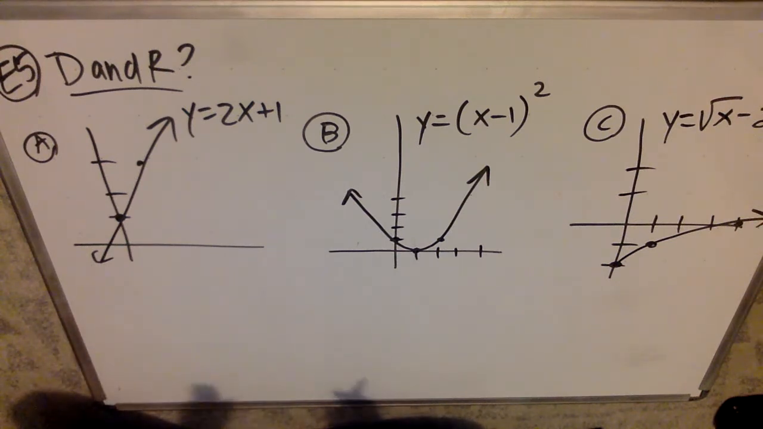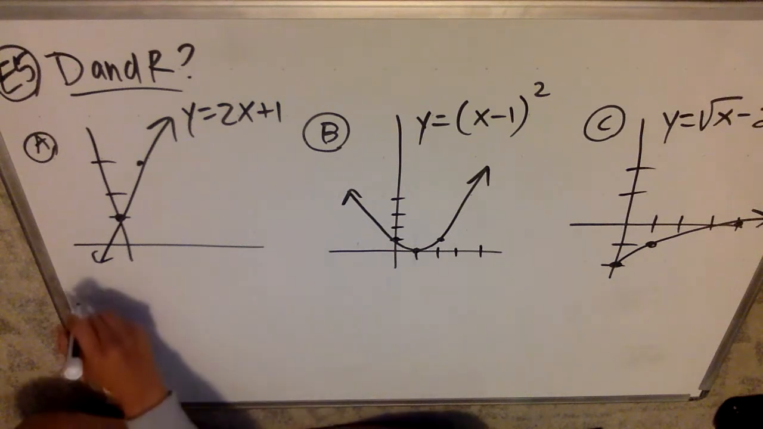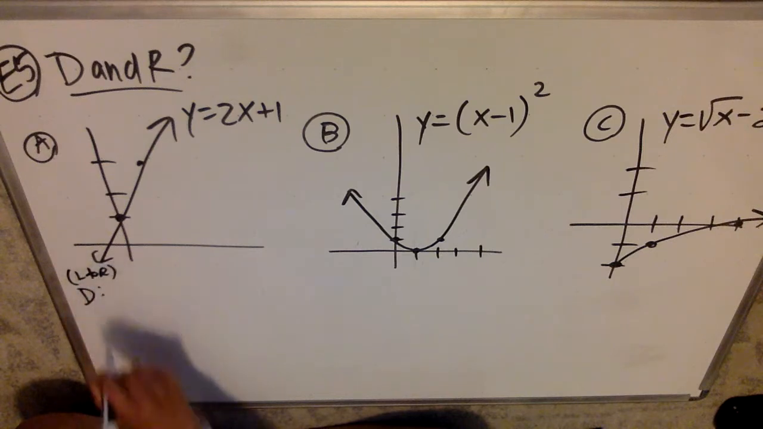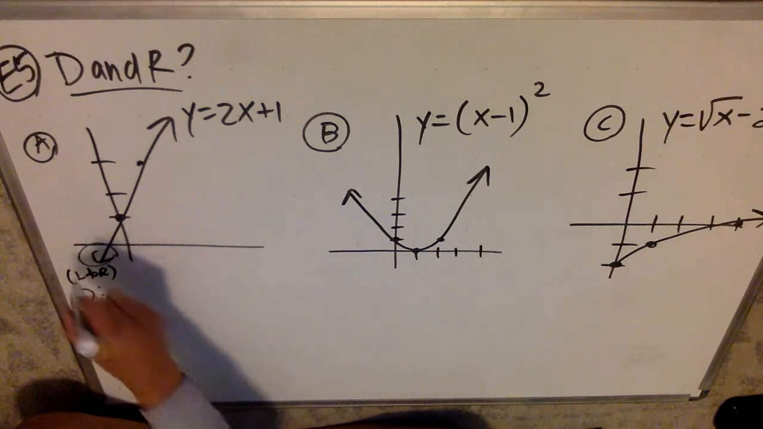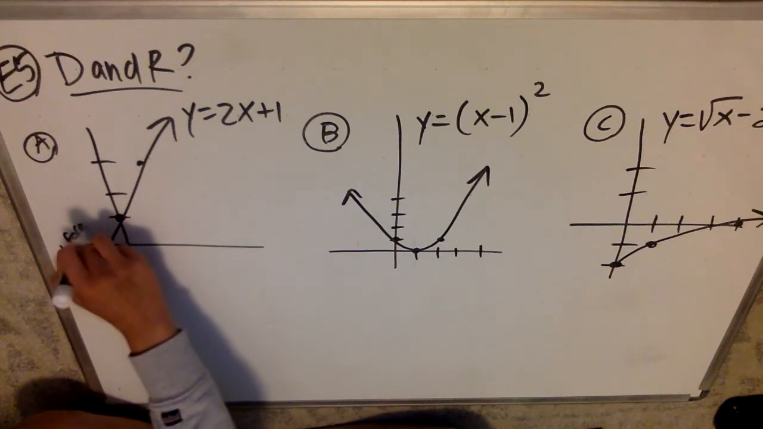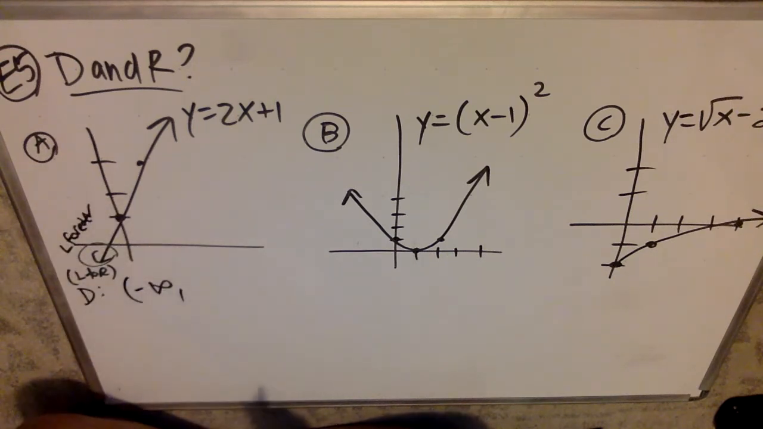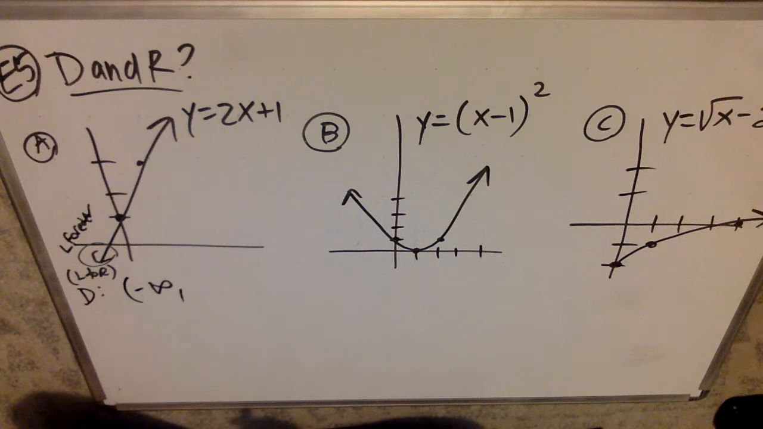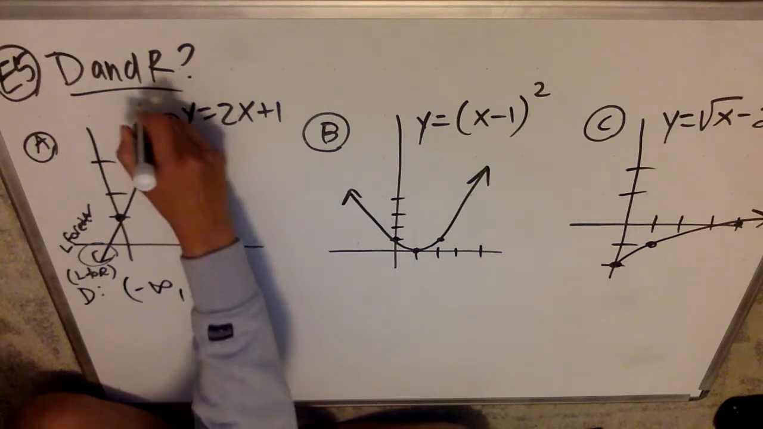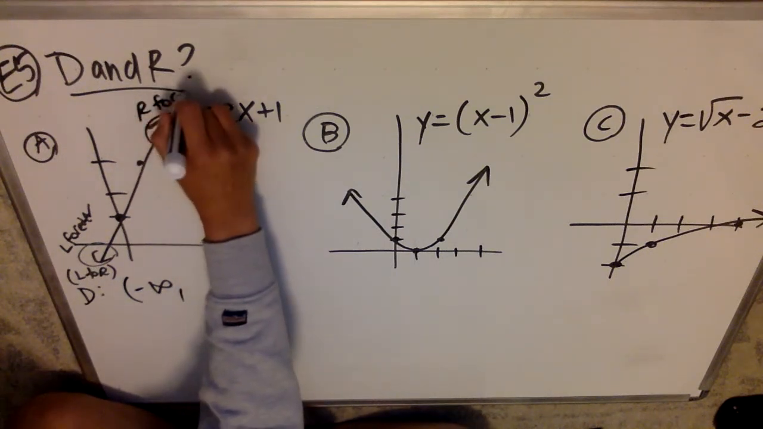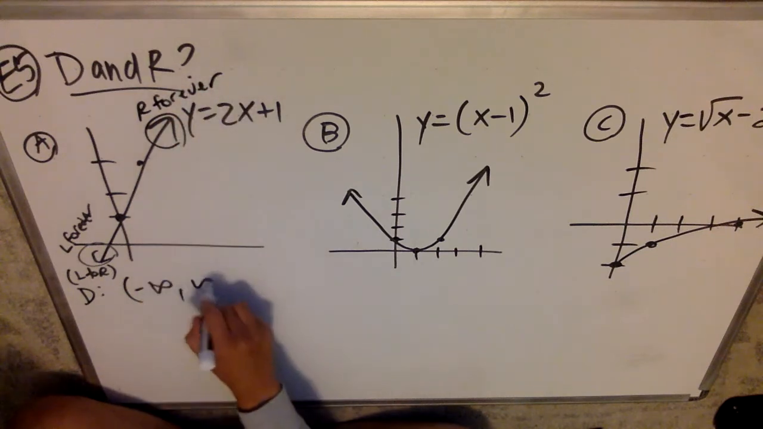So remember, domain and range are essentially what's the first x value, what's the last x value, what's the first y value, what's the last y value. When I do domain, I'm going to read from left to right and see where the first x value is. Because this arrow goes left forever, that means my starting x value is negative infinity. And because this arrow is going to go right forever, it's going to go to infinity.